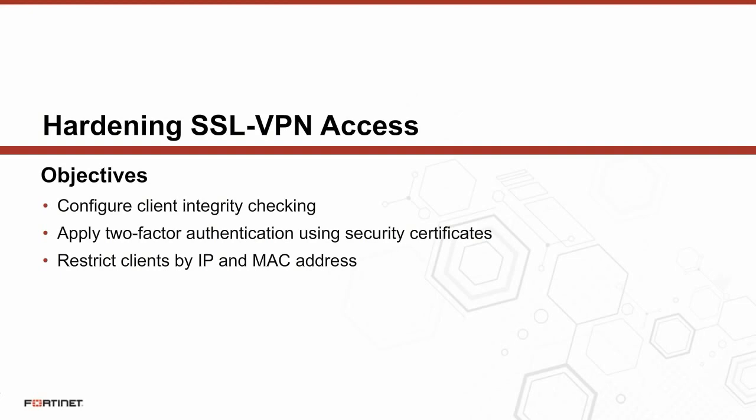After completing this section, you should be able to configure client integrity checking, apply two-factor authentication using security certificates, and restrict clients by IP and MAC address. By demonstrating competence in understanding how to strengthen security for SSL VPN accesses, you will be able to restrict users, ensuring that your internal network is secure, and limiting the possibility of attacks and viruses entering the network from an outside source.